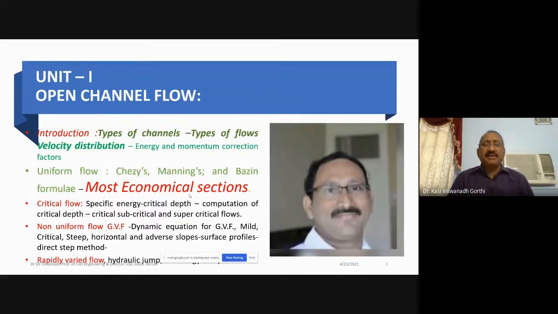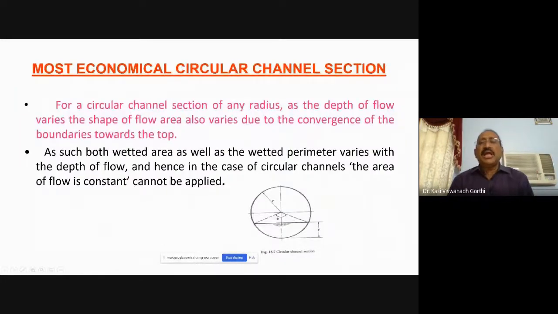So differentiating the wetted perimeter and equating it to 0, we have found the conditions for the most economical rectangular channel section, most economical triangular channel section, most economical trapezoidal channel section. In today's class, we see about the most economical circular channel sections.